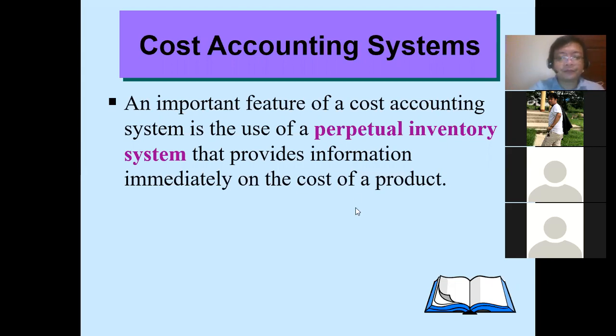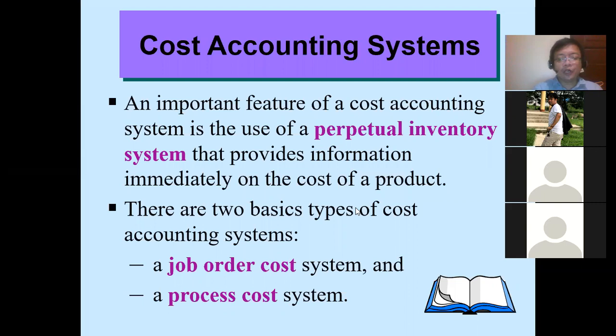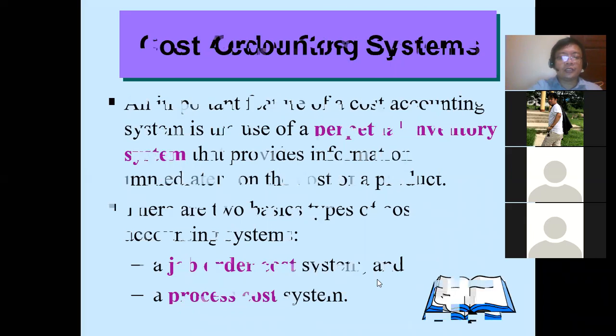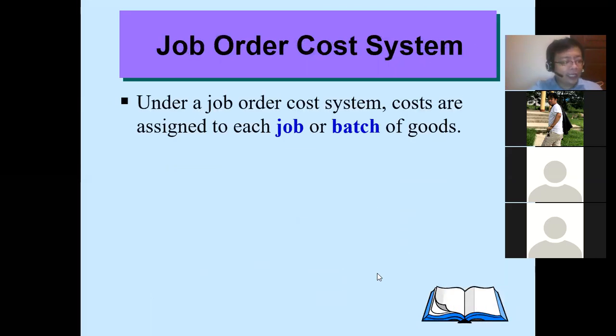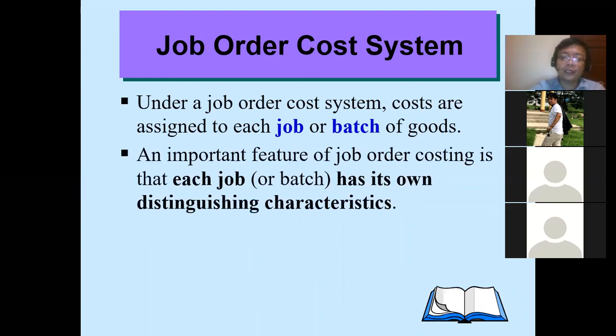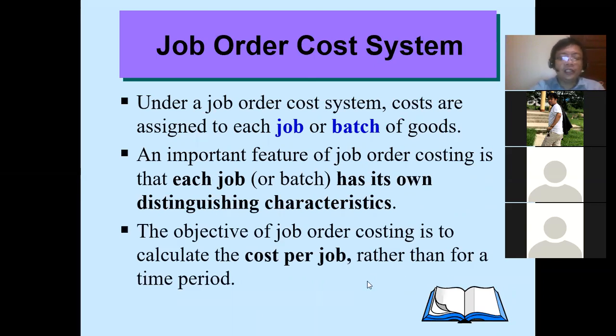Okay, very good. There are two basic types of cost accounting system. You have the job order costing system, and you have your process costing system. We will discuss process costing system as time goes by. But today we will focus more on the job order costing system. Under the job order costing system, cost is assigned to each job and to each batch. That's why it is called cost per batch and cost per job, rather than by time period.